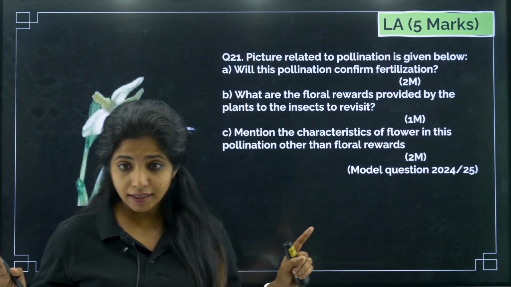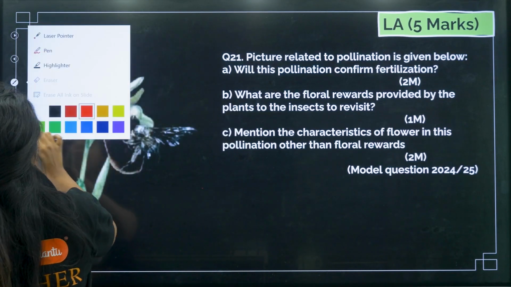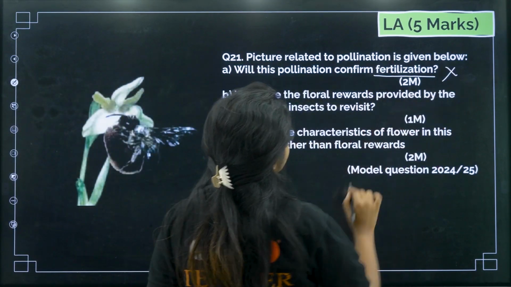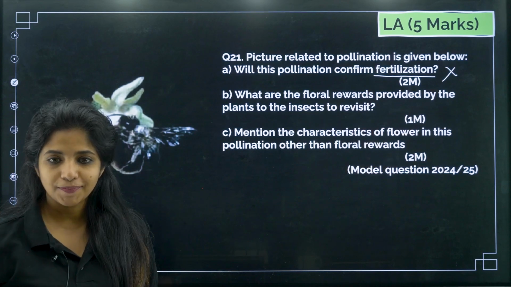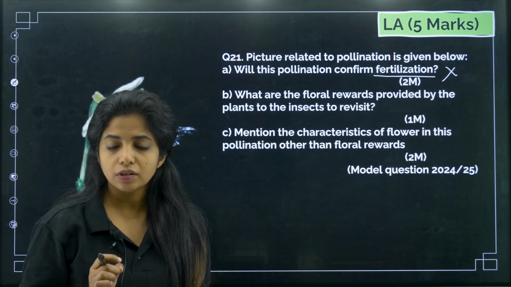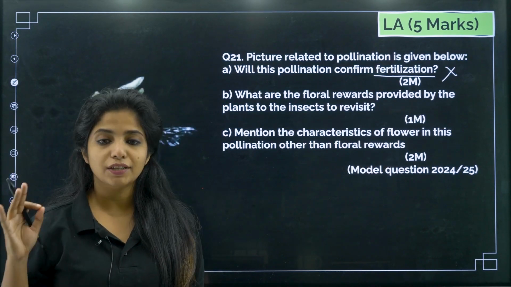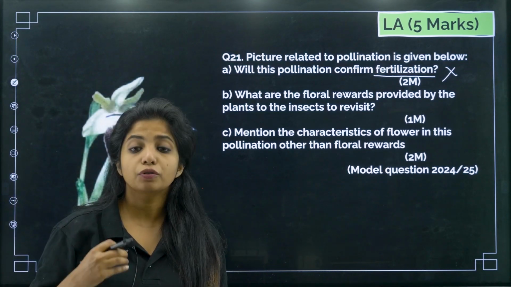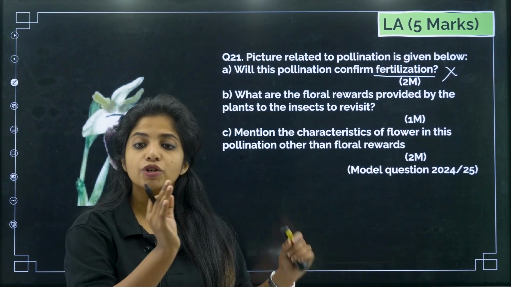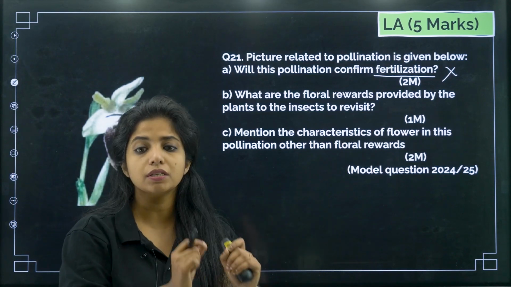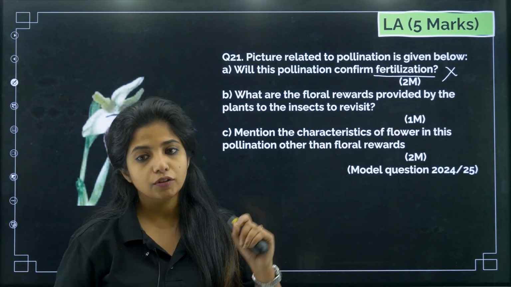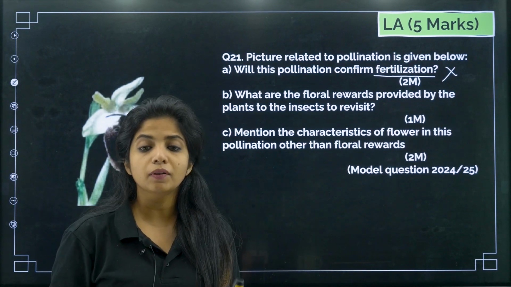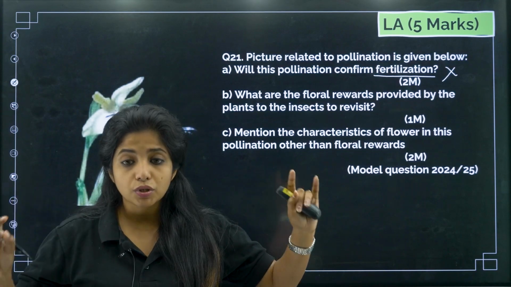But can I guarantee fertilization every time whenever pollination is taking place? Can I guarantee this process will definitely happen? There is no guarantee for that. So I can say that pollination cannot guarantee fertilization. Fertilization means the fusion of male and the female gametes to produce a seed, and you have to explain like that. Pollination is the transfer of pollen grains from anther to the stigma, whereas fertilization means fusion of male and female gametes. So every time when pollination happens, we cannot guarantee that fertilization would be happening.